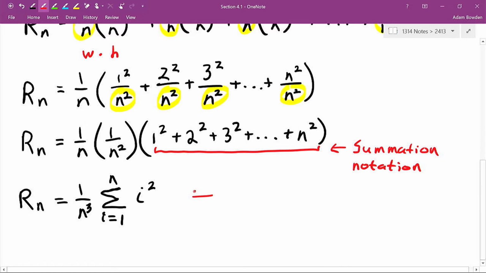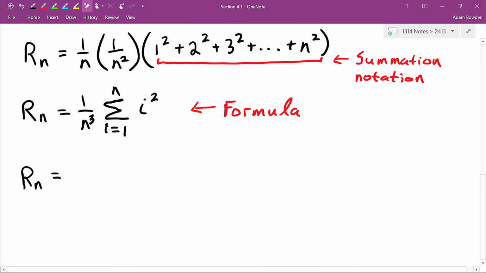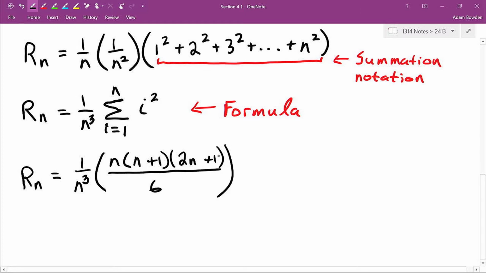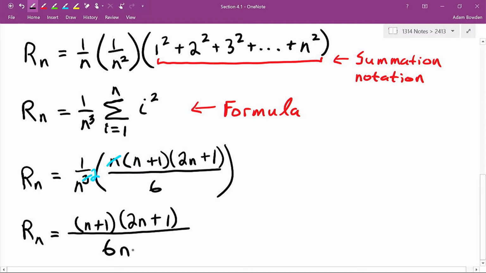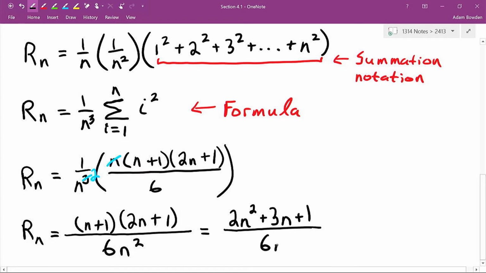Okay, we have a formula for this particular summation here. And what that formula tells us is that we can rewrite that whole summation as n times n plus 1 times 2n plus 1 all over 6. Now what I'll do at this point is reduce a factor of n from top and bottom with that other fraction in front. So we can rewrite this as n plus 1 times 2n plus 1 all over 6n squared. And so I'll multiply through everything on top, expand it out, and it would be 2n squared plus 3n plus 1 all over 6n squared.